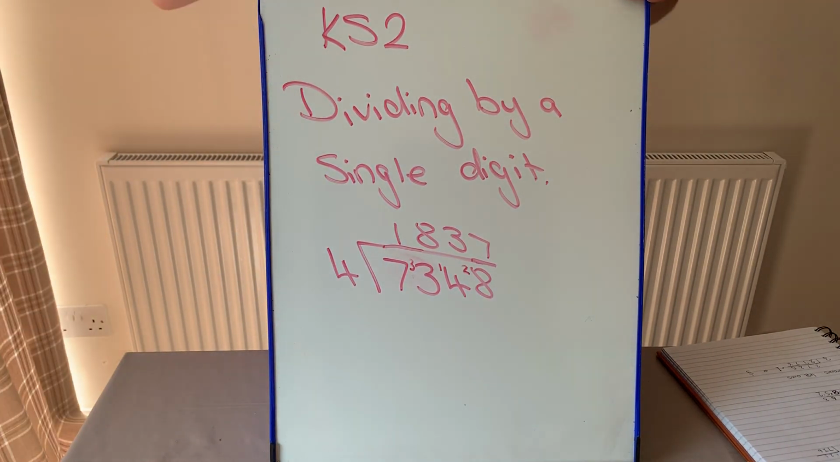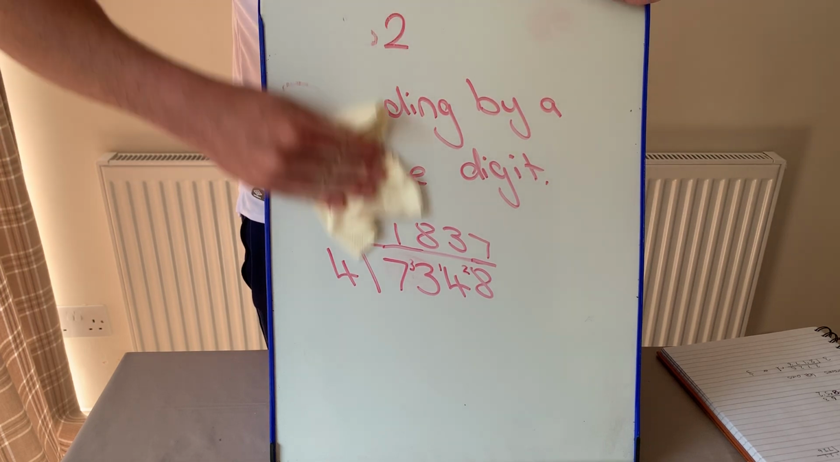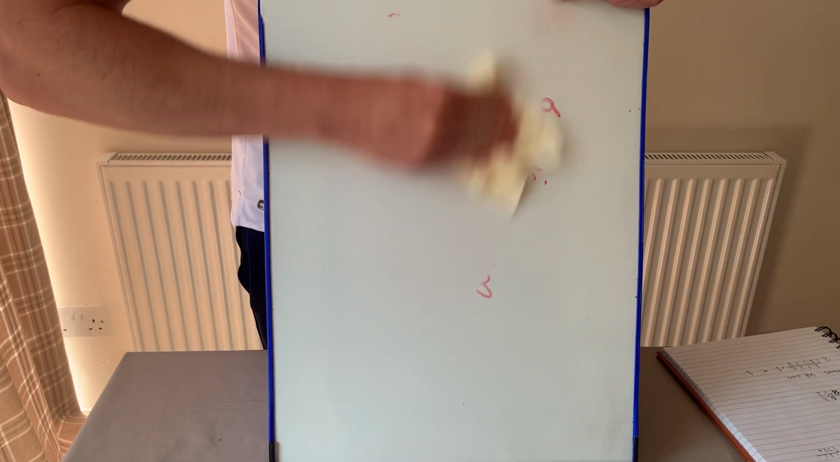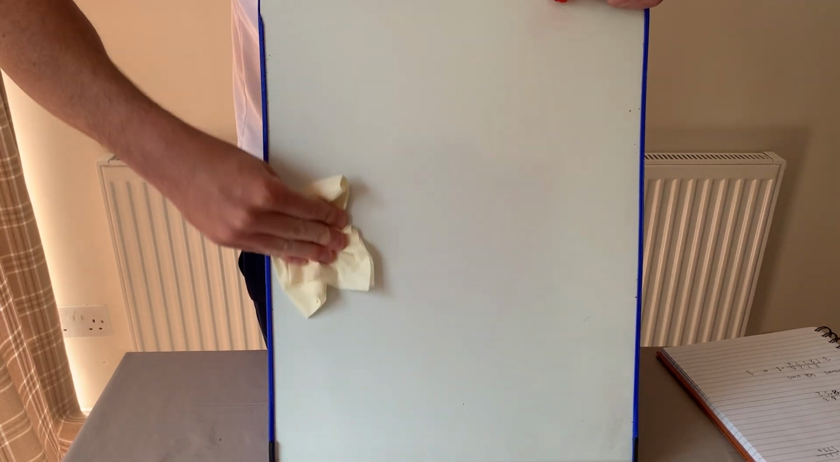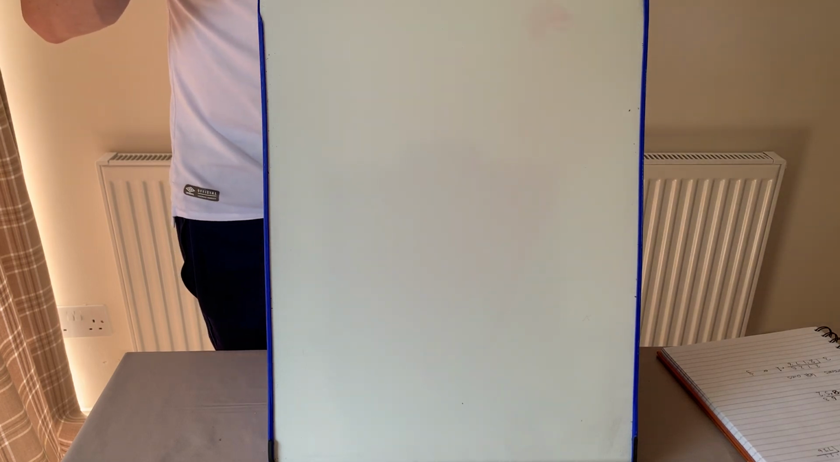So I've got my trusty board rubber and I'm ready to go. We're going to look at dividing by a single digit. Dividing is the inverse of multiplying, of timesing. So we can also use dividing as a mechanism for checking multiplication questions, and we can also do it the other way around as well.